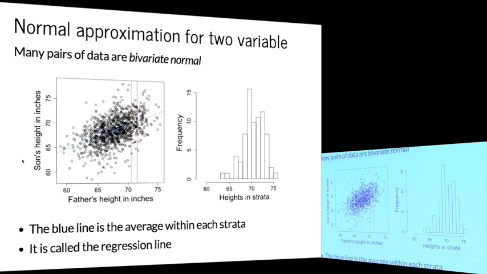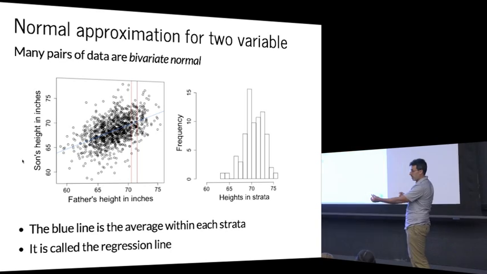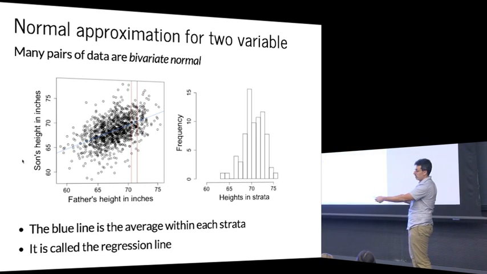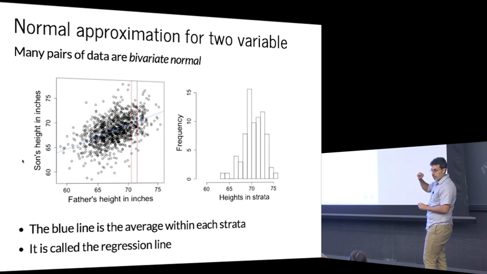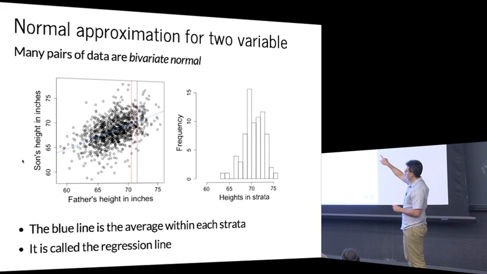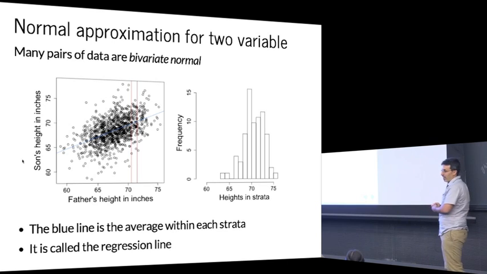We're going to get back to this when we start doing machine learning and prediction. But if I do that for every strata, 60, 61, 62, and I compute the mean at each point, I'm going to get something that's almost on a straight line. That's what that blue line is. Anybody know what that line is called? Hint, it's down there. It's the regression line.